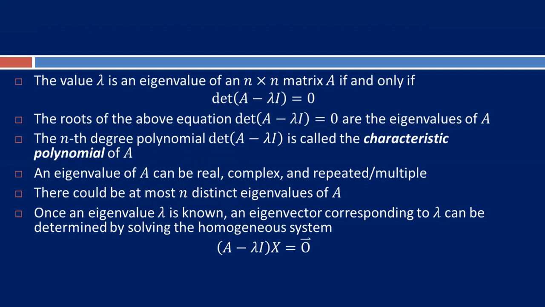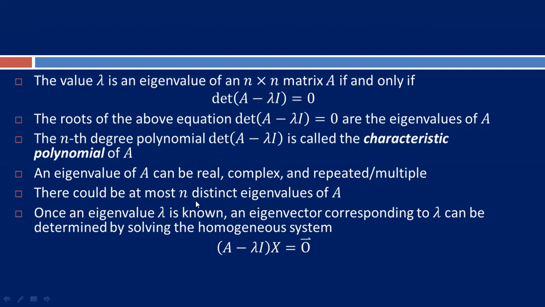If we have a degree 3 characteristic polynomial of A, then we have at most 3 eigenvalues. Here the words "at most" are very important, because at most means it can be less than n or equal to n, but not greater than n.